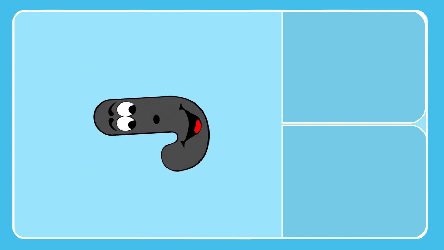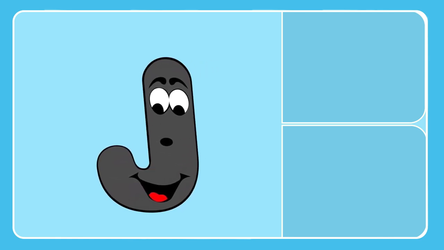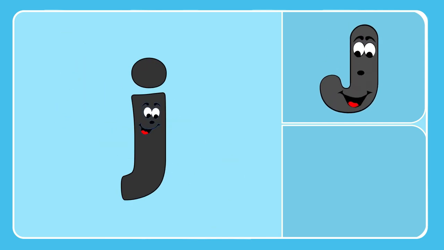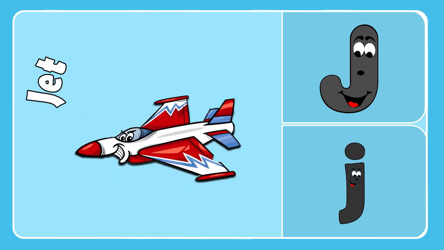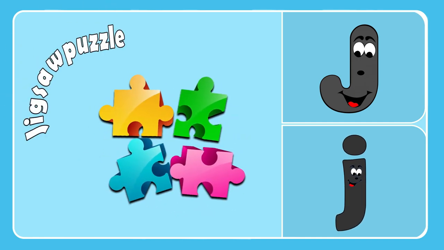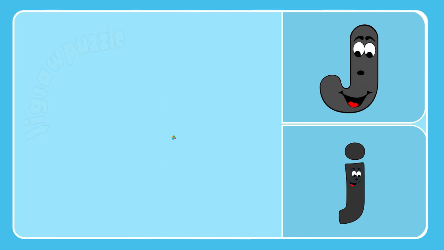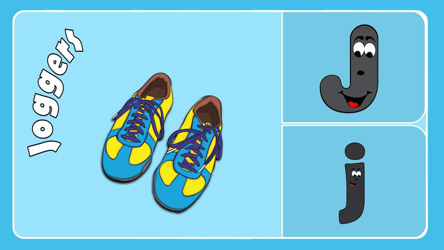Today we will learn alphabets and their sounds. Have you ever seen the letter J? Hi, I'm letter J. And my sound is J, J, J. And the words that start with me are jet, J, J, jet. J, J, jigsaw puzzle. Joggers, J, J, joggers.